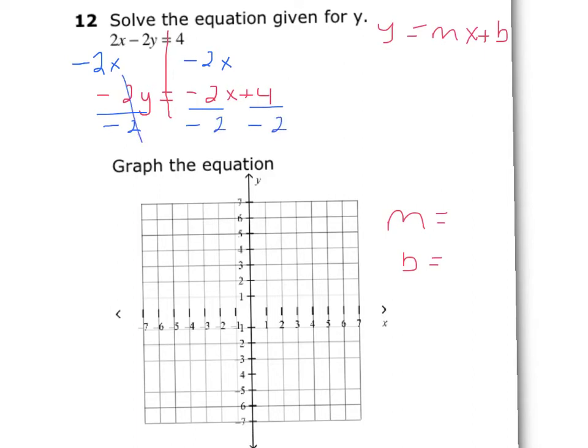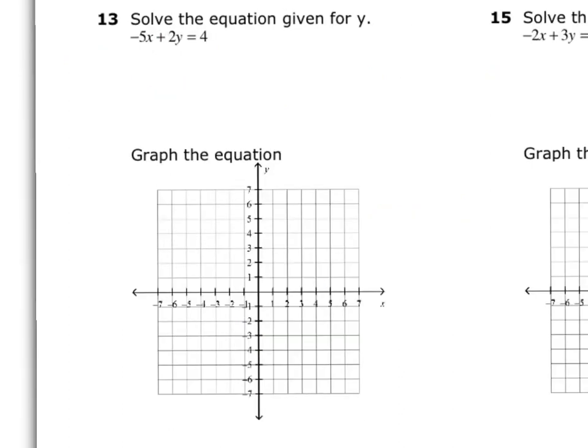Okay, so that gives me y equals negative 2 divided by negative 2 is positive 1, so 1x. So our m is 1. And 4 divided by negative 2 is minus 2, so our b is negative 2. Start at negative 2, and then I'm going to go up 1 over 1, and I will continue this pattern until I run out of space. And then I will go backwards and do the same. Okay, and then we will connect the dots. And that line represents that equation in standard form.